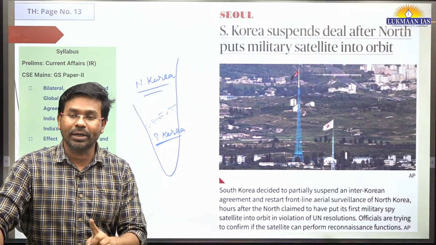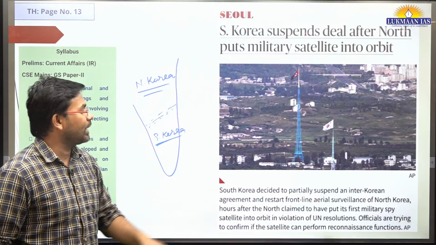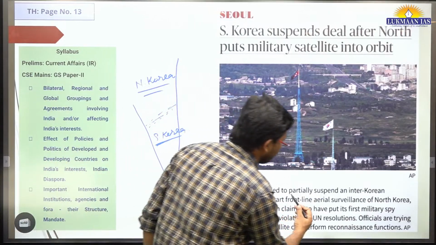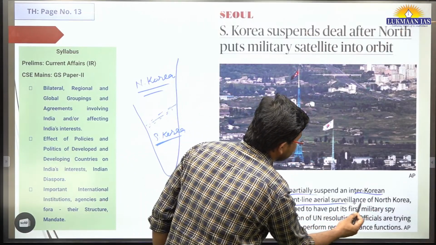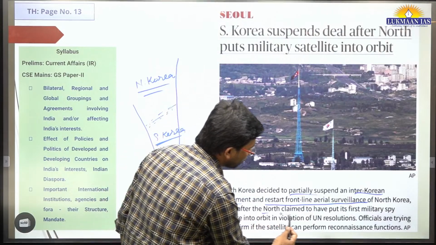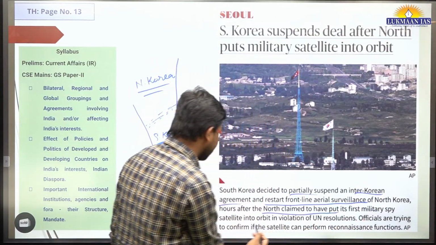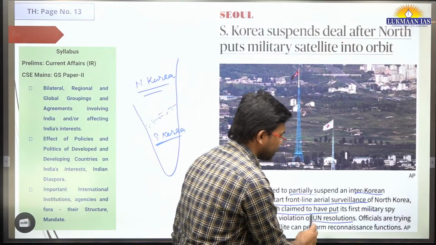The demilitarized zone is a border region between North and South Korea. It says South Korea decided to partially suspend an inter-Korean agreement and restart frontline aerial surveillance of North Korea, hours after North Korea claimed to have put its first military spy satellite into orbit in violation of the UN resolutions.